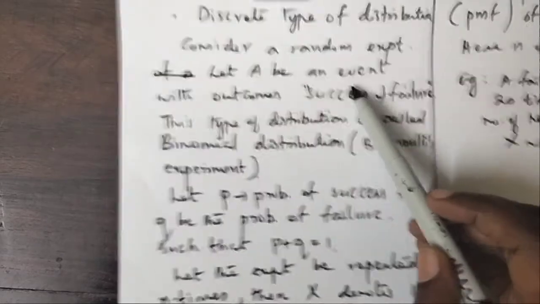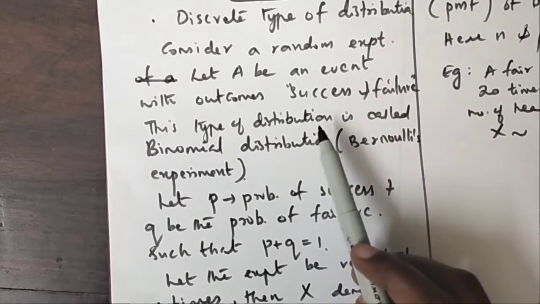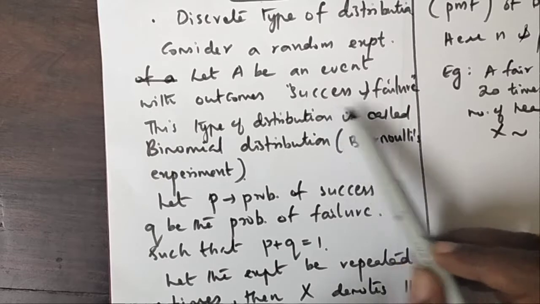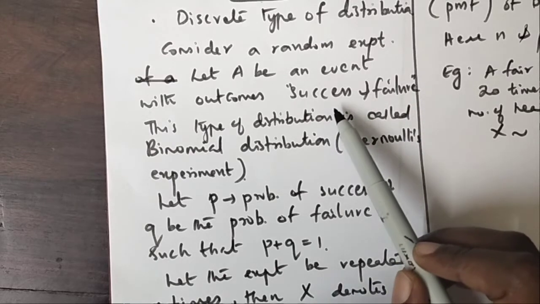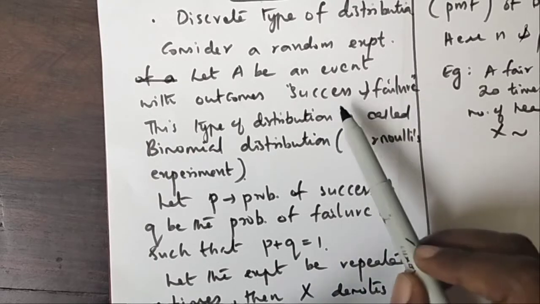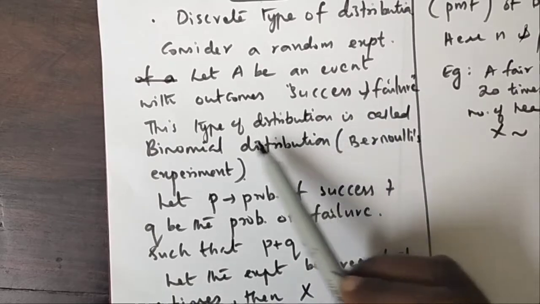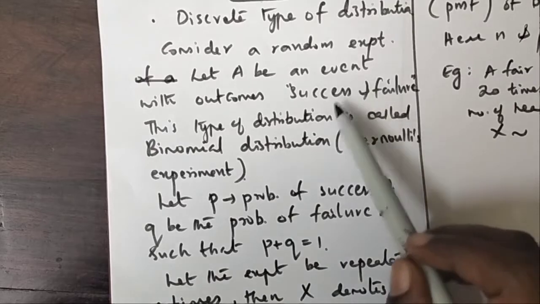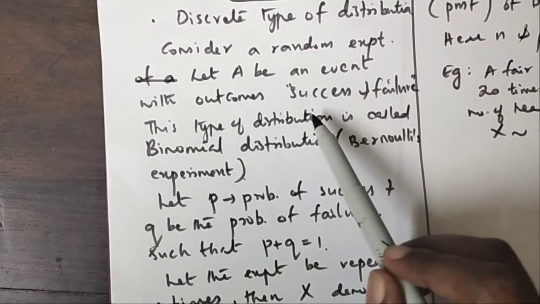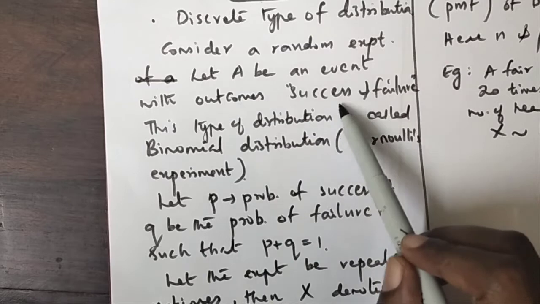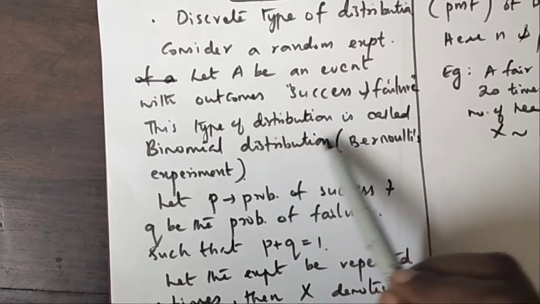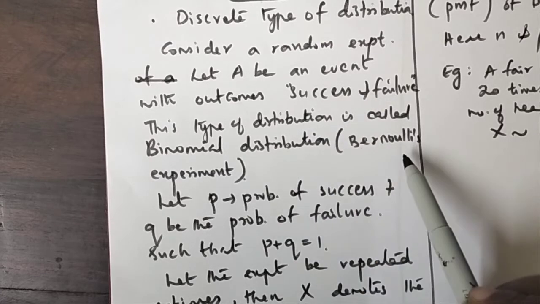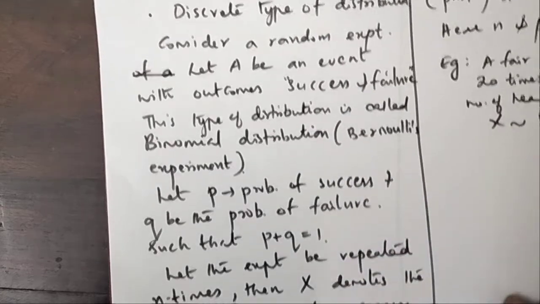Consider a random experiment. Let A be the event with the outcome success and failure. So there are only the outcomes success and failure. Only two outcomes are there, either success or failure. If an experiment or random variable follows this type of outcomes, where only success and failure come as outcomes, then this type of distribution is called binomial distribution, or otherwise this trial is called a Bernoulli trial or Bernoulli experiment.